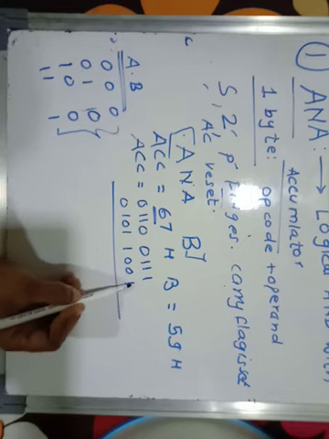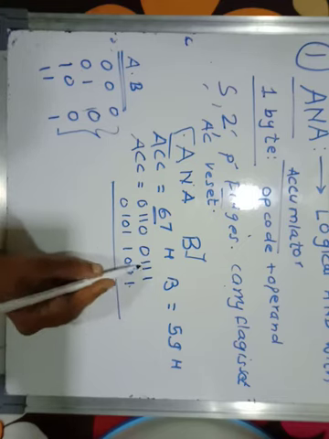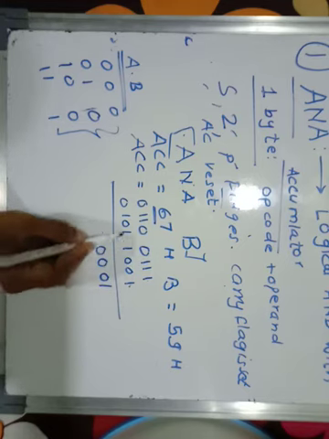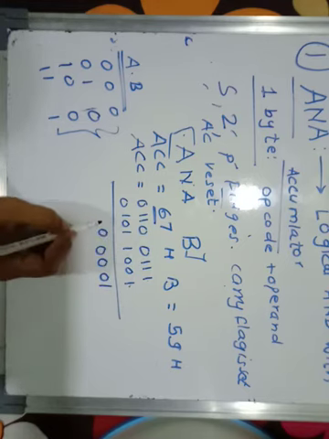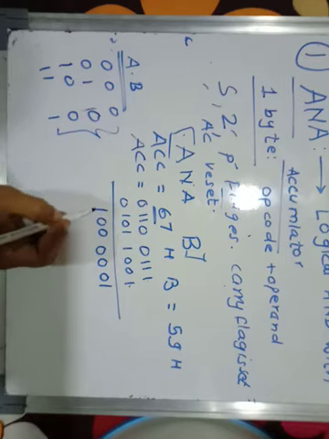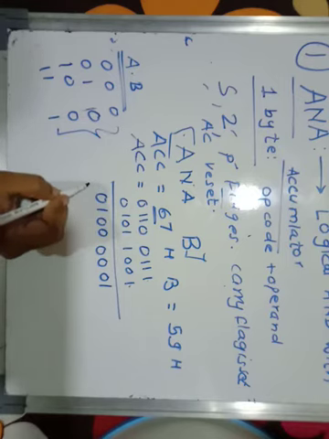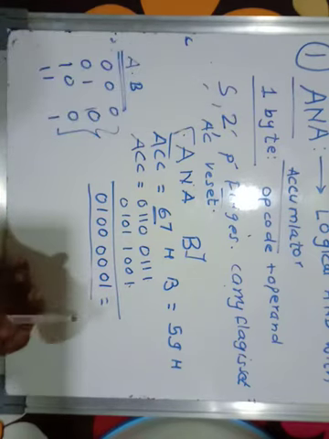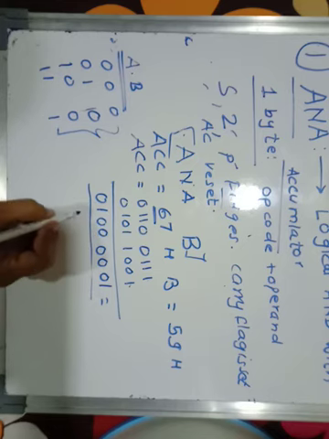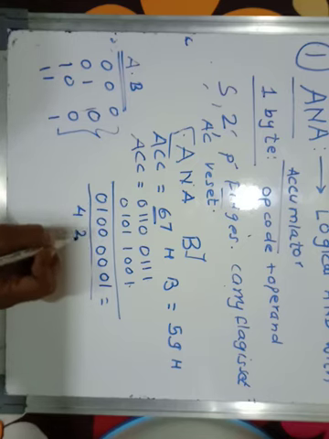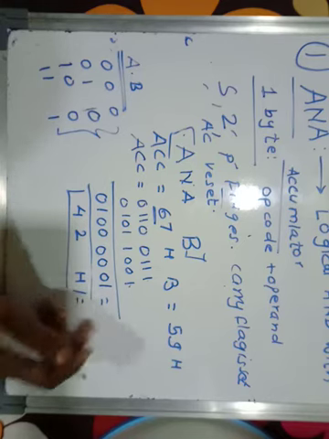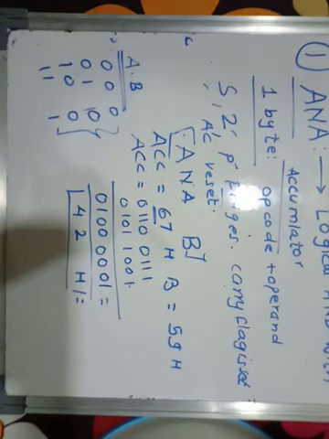So 1 1 comes 1, 1 0 comes 0, 0 1 comes 0, 0 1 comes 0, 1 0 comes 0, and here 1, again here 0. So this will be the answer of ANA B. So what is the answer? 0 1 0 0 0 0 1 0 means it's 42H. Okay, so this is the answer after the execution of ANA B.